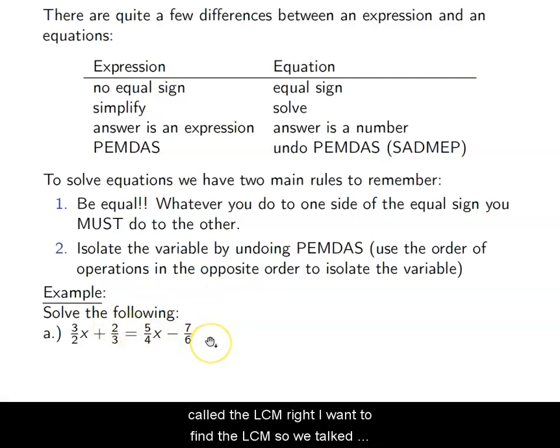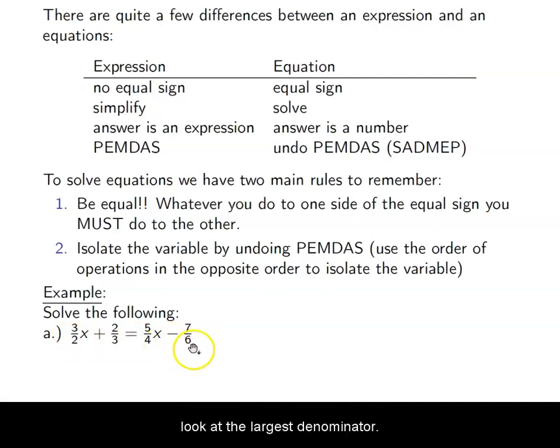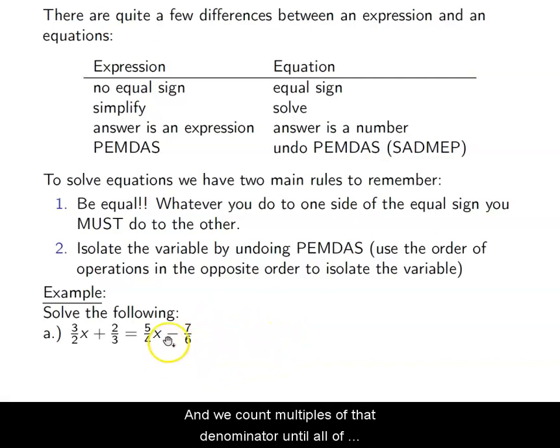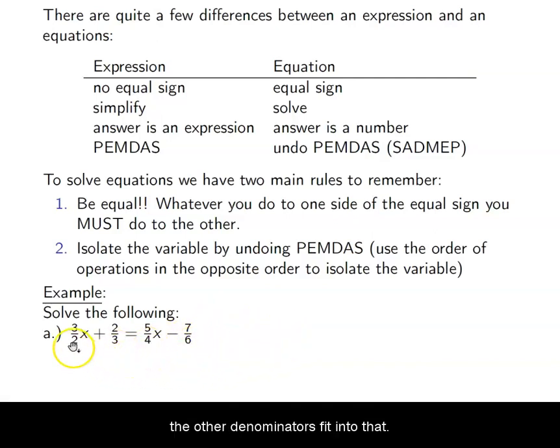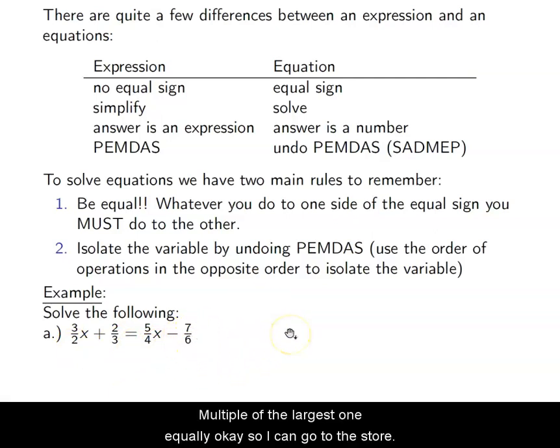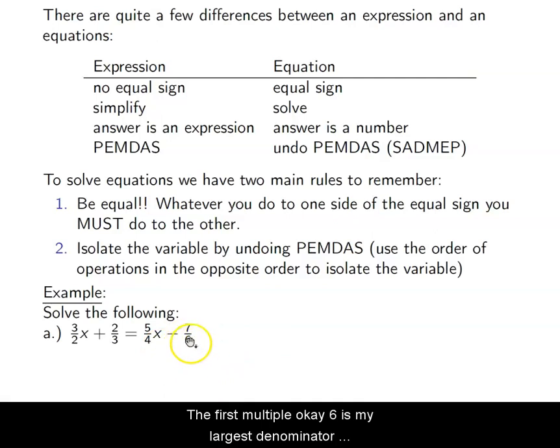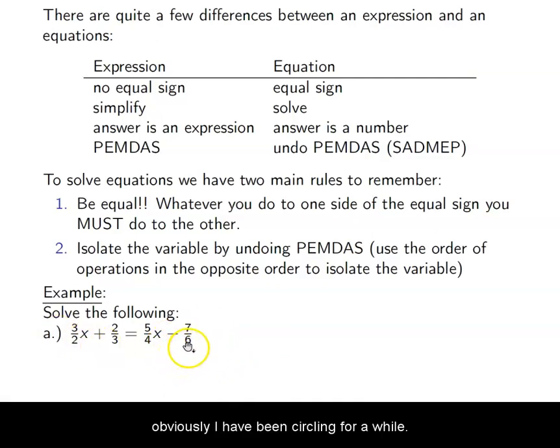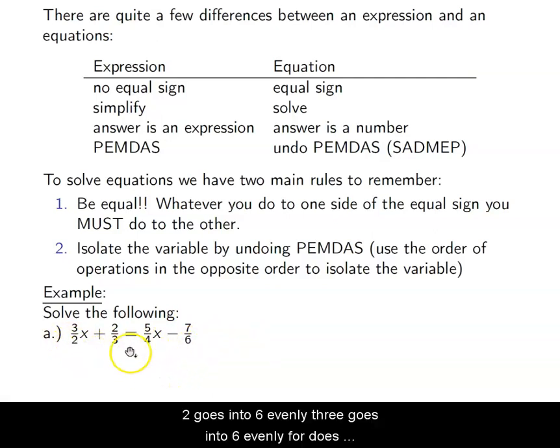So we talked about this when we were talking about rational expressions. We look at the largest denominator present, and we count multiples of that denominator until all of the other denominators fit into that multiple of the largest one equally. Okay, so again, let's go through this one more time. The first multiple, okay, 6 is my largest denominator, obviously, right? I've been circling it for a while. The first multiple of 6 is 6. 2 goes into 6 evenly. 3 goes into 6 evenly. 4 does not go into 6 evenly. Okay, so since even one of them doesn't work, I have to count up to the next multiple.